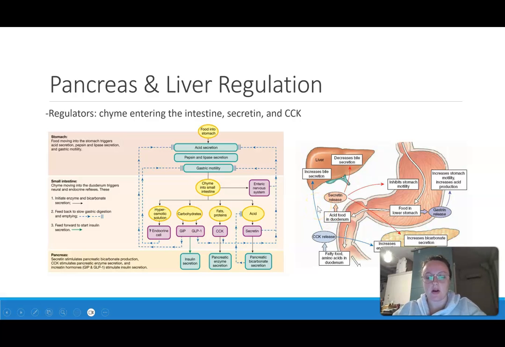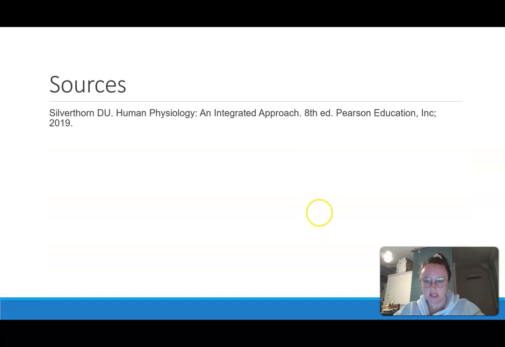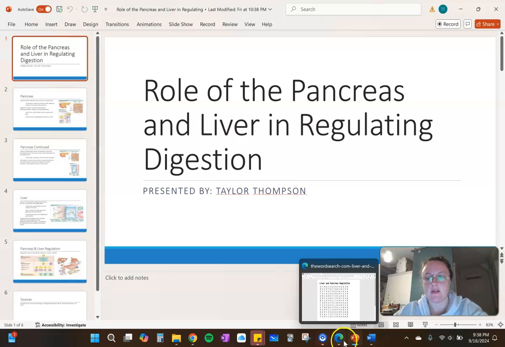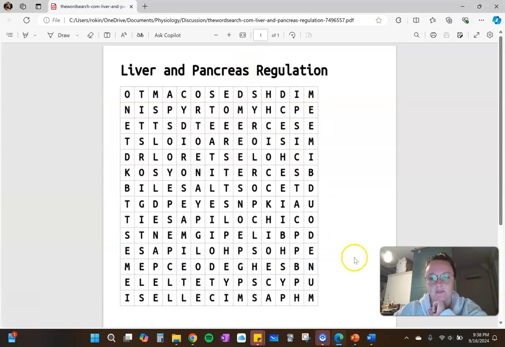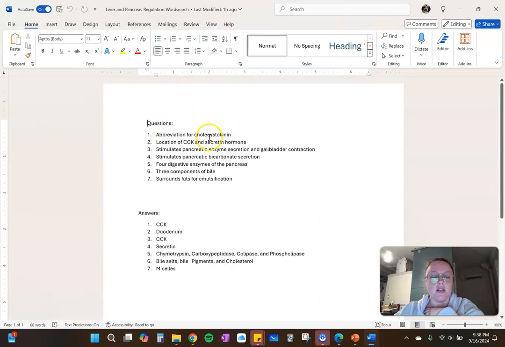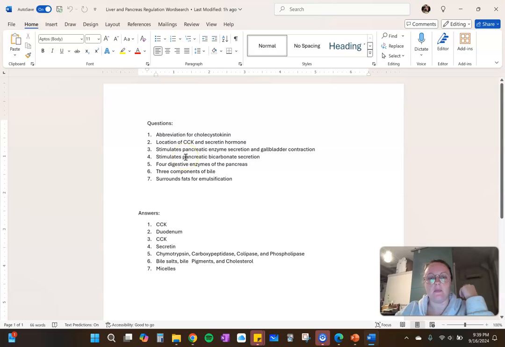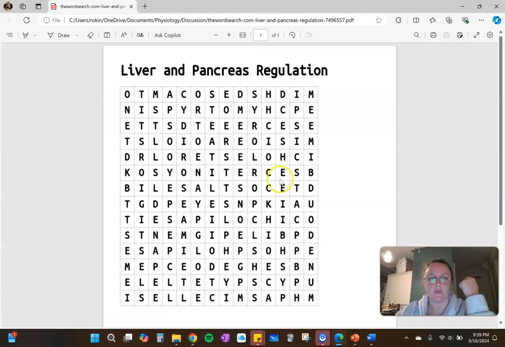And for a worksheet, these are my sources. It's just a Silverthorn book. I have a word search, and within this word search, there are questions. So the abbreviation for cholecystokinin, I'm sorry if I butchered that, you have to find it within this word search. There are some questions for the digestive enzymes of the pancreas, so in that, there are four answers that they would have to find within this word search.